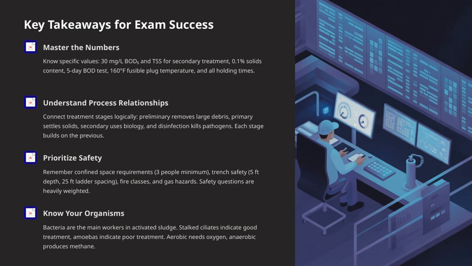Finally, understanding your organisms is vital. Bacteria are the main workers in activated sludge, doing the bulk of the treatment. Observing stalked ciliates indicates good treatment, while the presence of amoebas might suggest issues. Also, remember that aerobic bacteria need oxygen, whereas anaerobic bacteria produce methane. Connecting these biological insights back to the overall process will help you grasp how everything fits together in wastewater treatment.